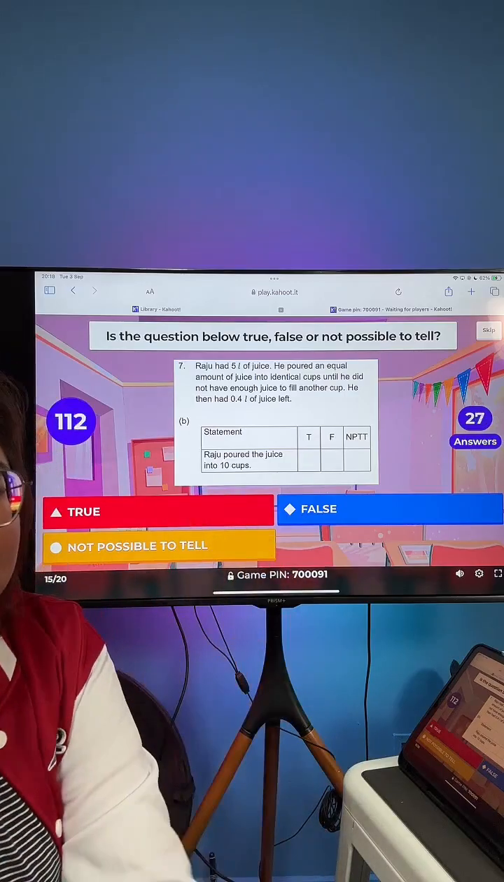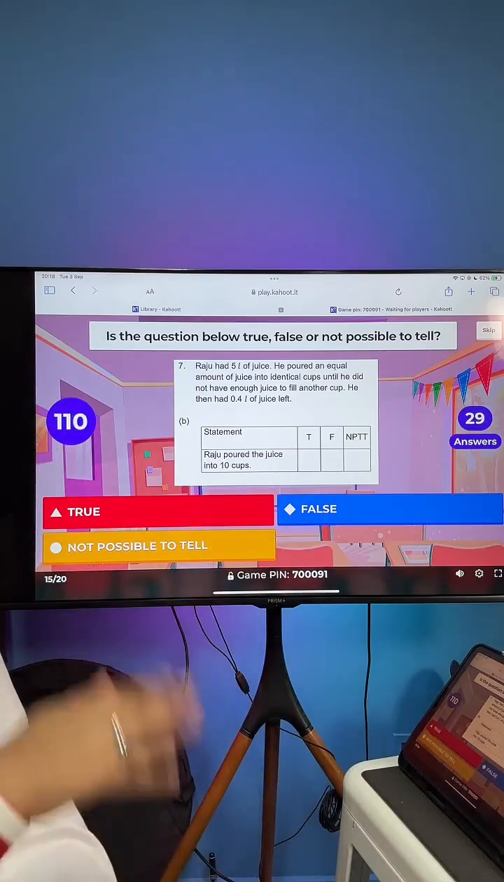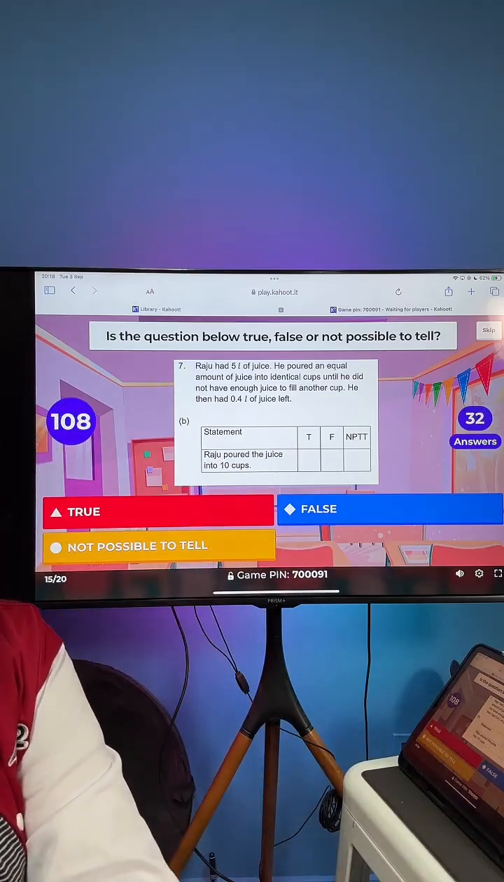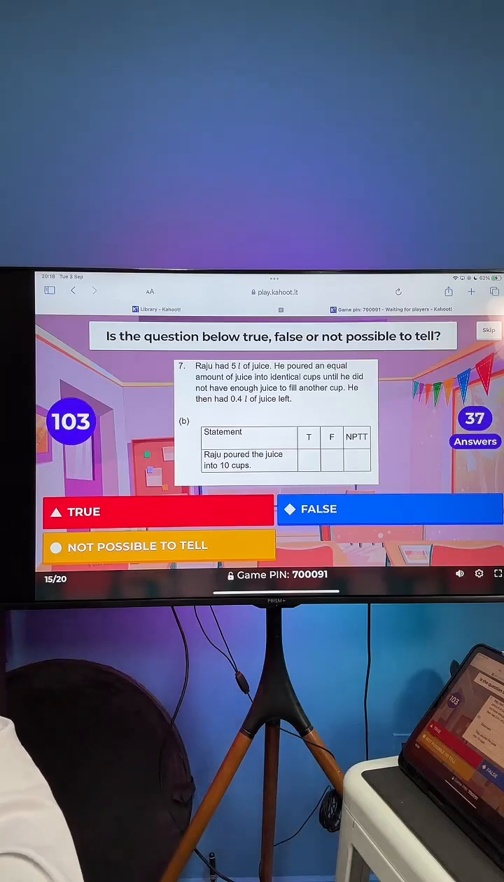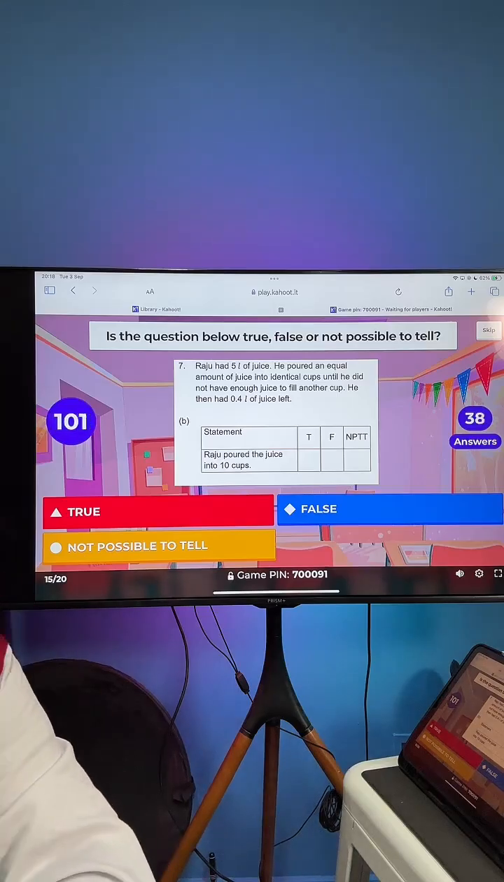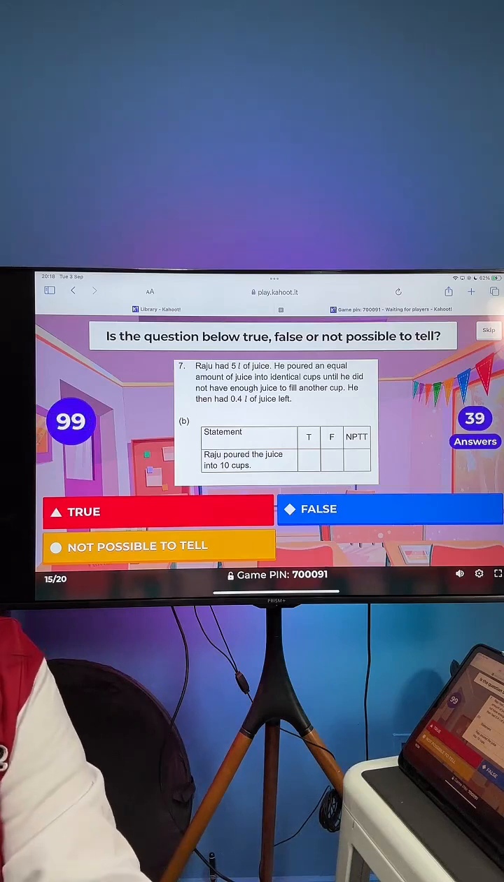10 cups, correct or wrong? Correct or wrong or not possible? Sorry, correct or wrong or not possible? Yes, this year, 2024, this year's prelim, correct.